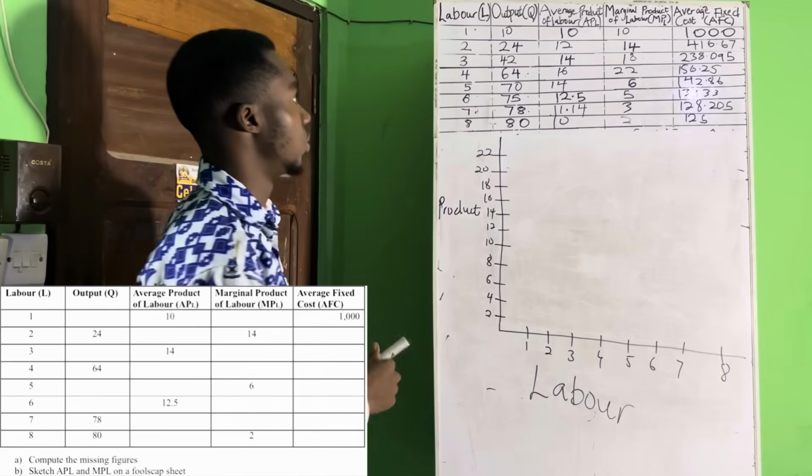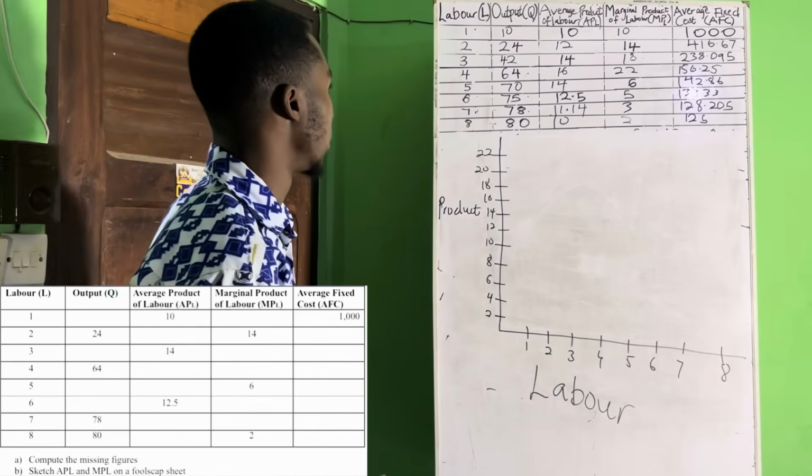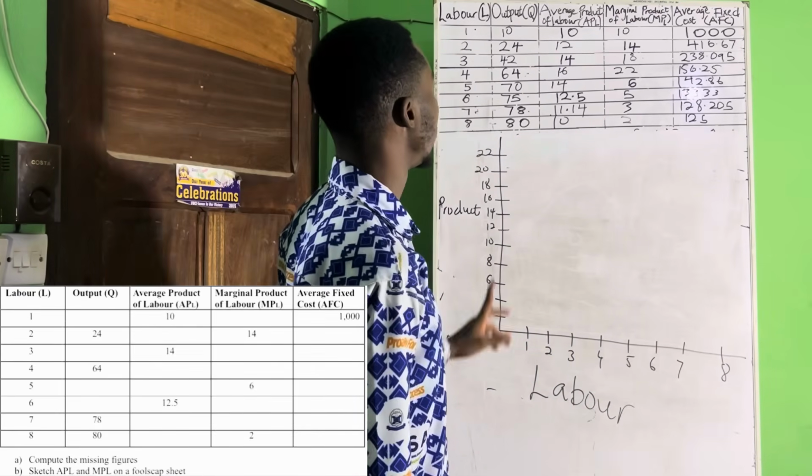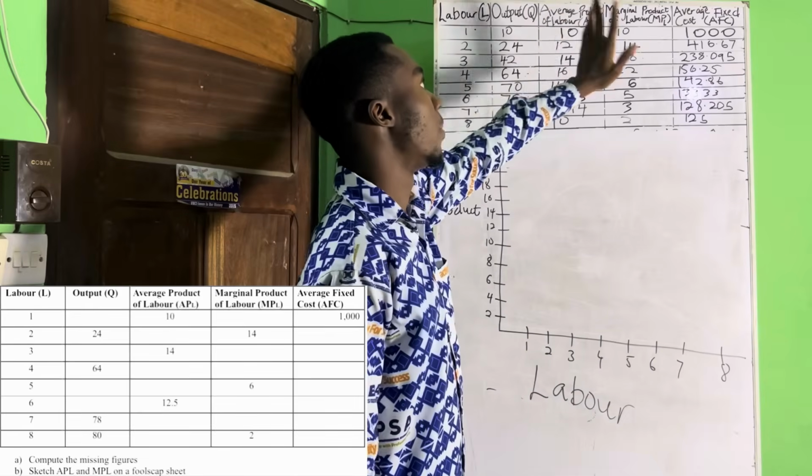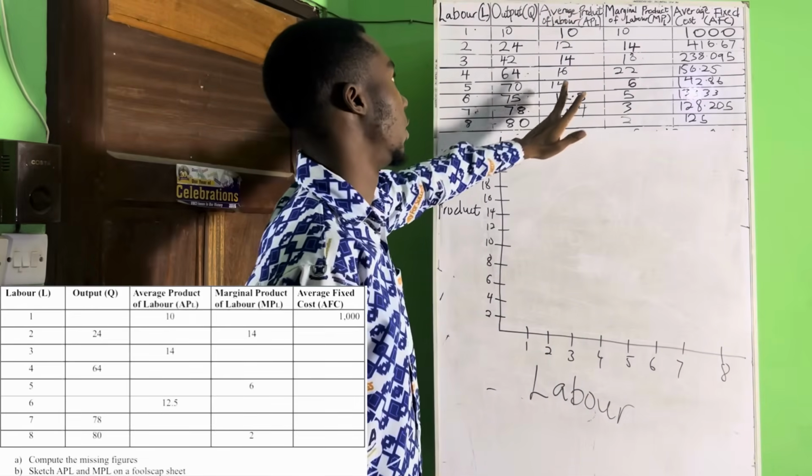The highest is 22, so you don't need to go beyond that. All right, so now let's start drawing. We are going to draw for average product of labor and marginal product of labor. So let's start with average product of labor.